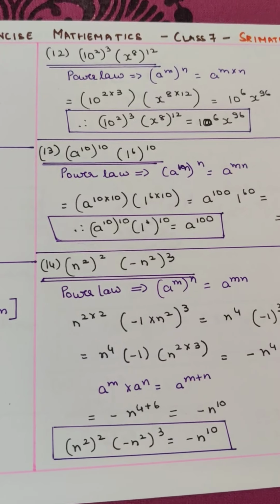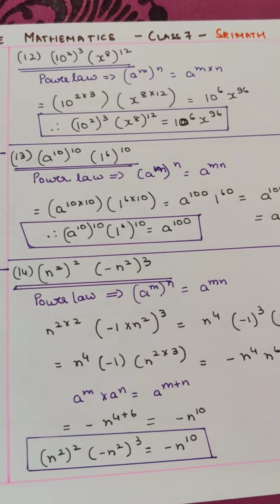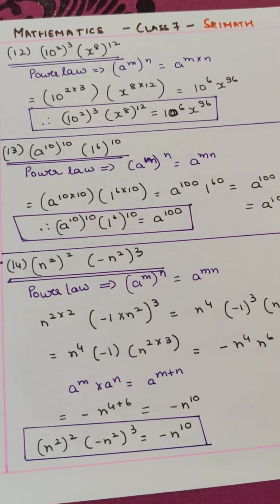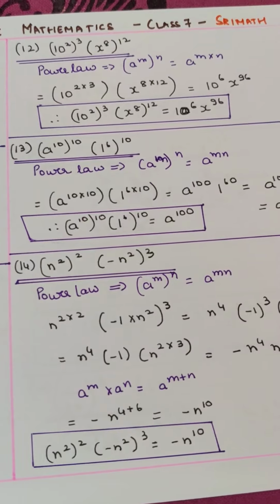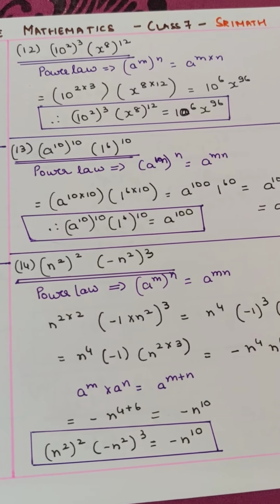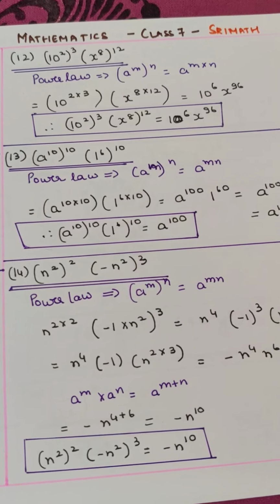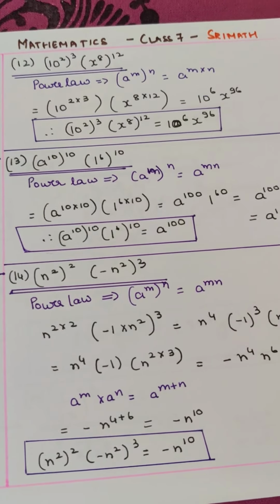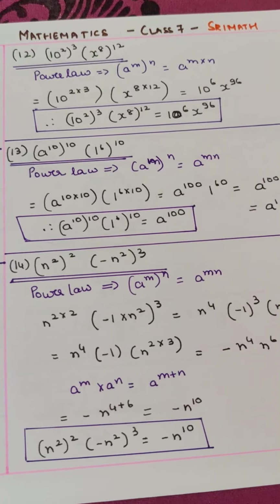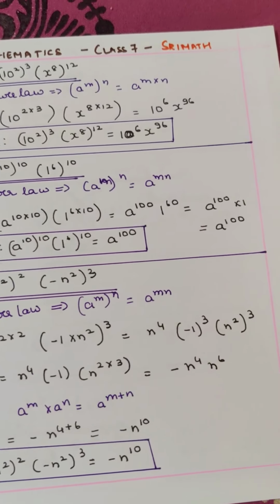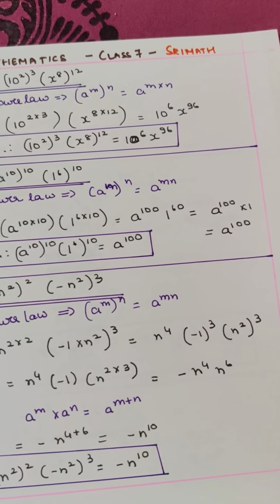a to the power of 10 to the whole power 10 into 1 to the power of 6 to the power of 10. So power law again, a to the power of m to the power of n is equal to a to the power of mn. So this gives you a to the power of 10 into 10 into 1 to the power of 6 into 10. So you get a to the power of 100 into 1 to the power of 60. Anything with 1 as the base and any number as the power, the answer is 1. You get a to the power of 100 into 1. Therefore the answer is a to the power of 100.